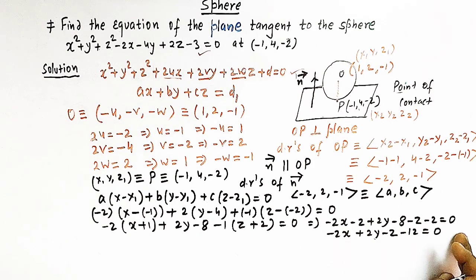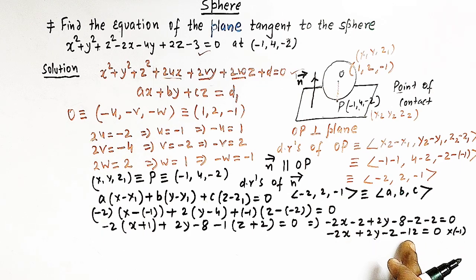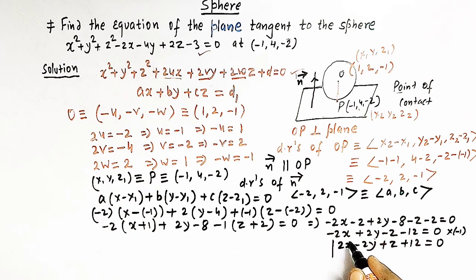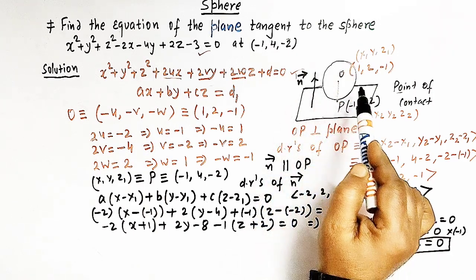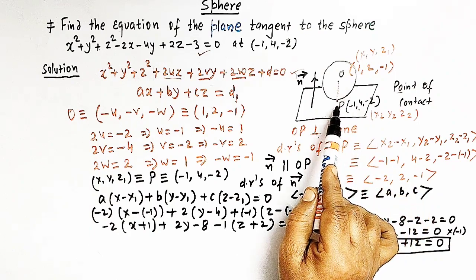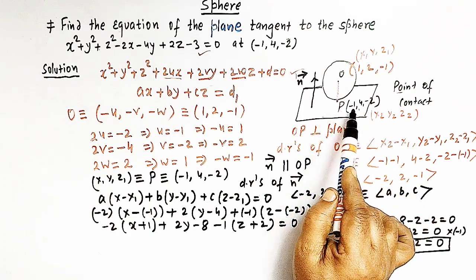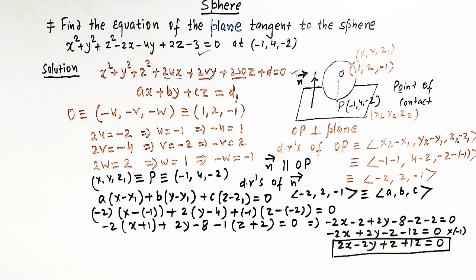So now multiplying both sides by minus 1, we can also write this equation as 2x, and then we have minus 2y, and then we have here plus z, and plus 12 is equal to 0, right? So this is the required equation of the tangent plane to this sphere, where the point of contact P has the coordinates minus 1 comma 4 comma minus 2.